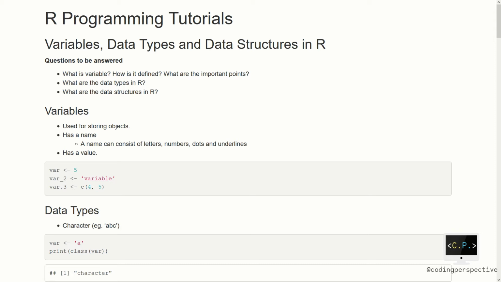Let's see how they can be created. First, you need to write the name of the variable, then you assign a value to the variable. For example, var equal to 5. This creates a variable named var and it has a value of 5. And second, var2 is created and a character value is assigned. Lastly, a vector var.3 is created with values 4 and 5. As seen in the examples, there are three different types. They are created as numeric, a character, and a vector, which is a data structure.